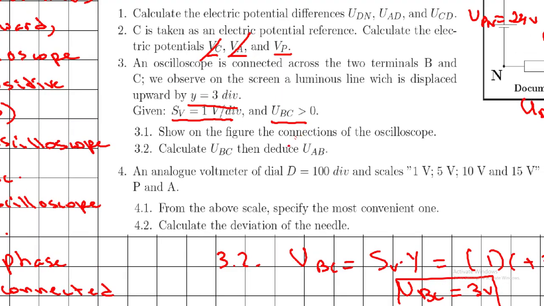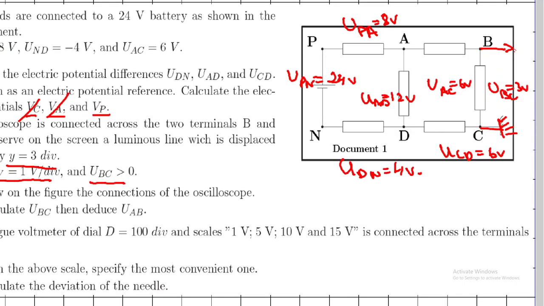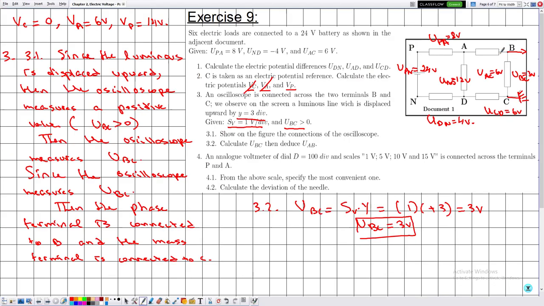Now in the same part, they are telling me to deduce UAB. Deduce means that we need to use the part just previously before. Previously, we have determined UBC and we are interested in determining UAB. Now, UAB can be determined using the law of addition of voltages. So, apply the law of addition of voltages, always writing on the left the voltage that we are interested in determining, in this case UAB.